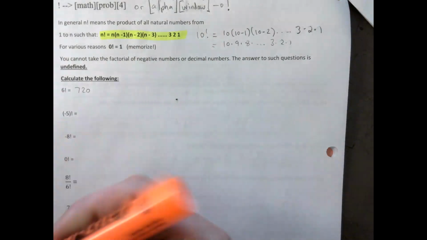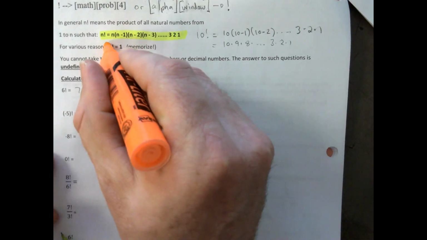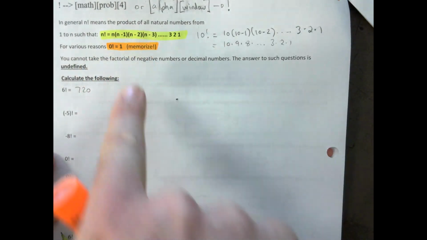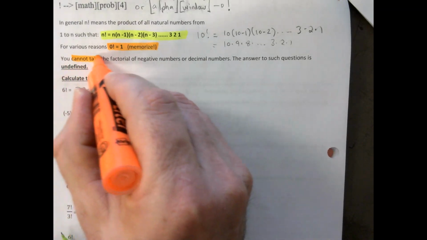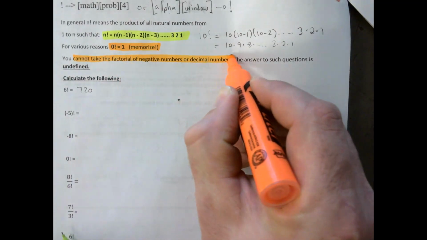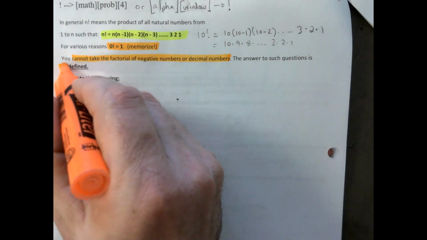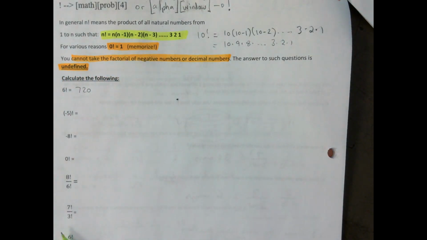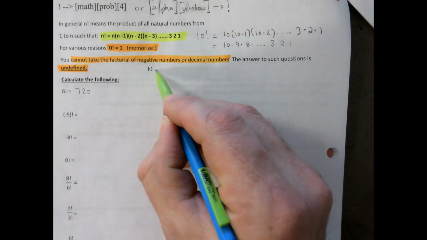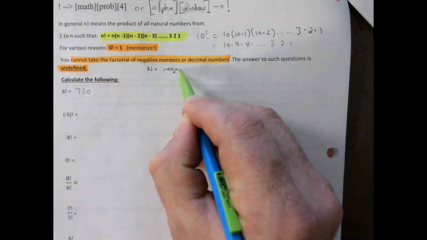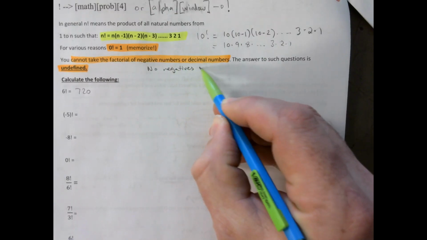So a couple of things here. I don't know if it's ever going to come up, but 0 factorial is just 1, flat out 1. If you forget, just type it into your calculator and you'll find out that it is 1. You cannot take the factorial of negative numbers or decimal numbers. The answer is undefined. Okay? So in short, no negatives or decimals.